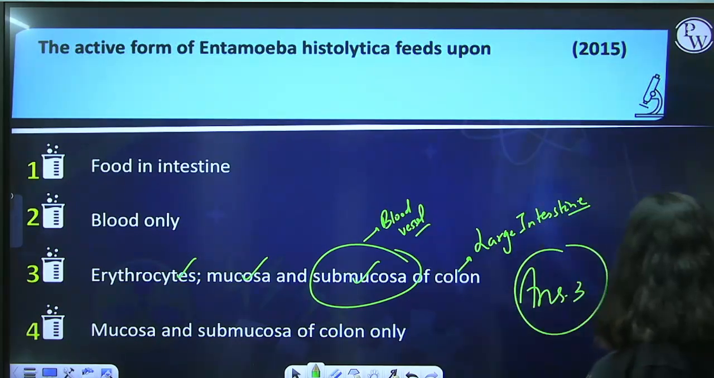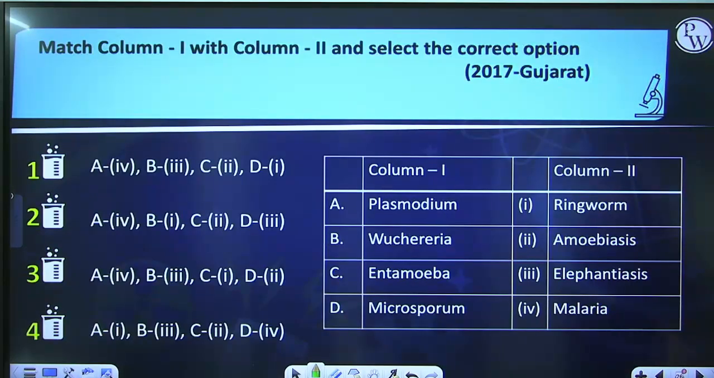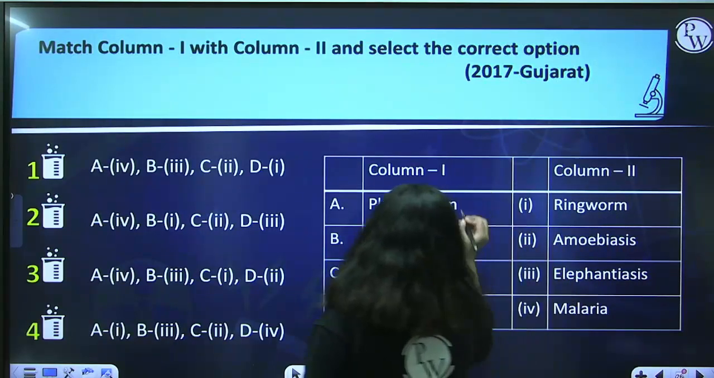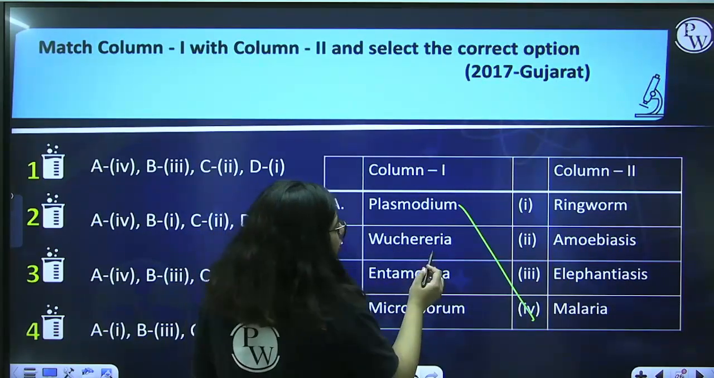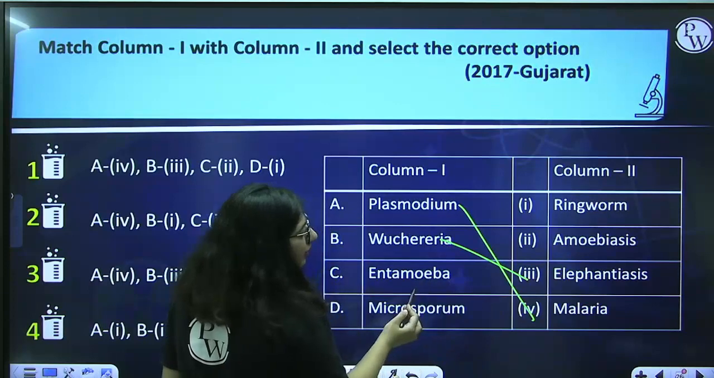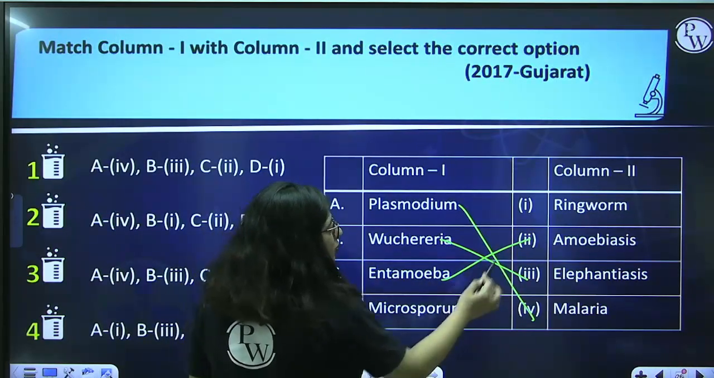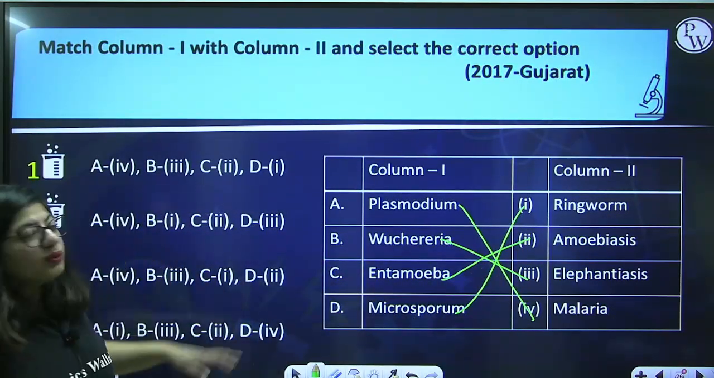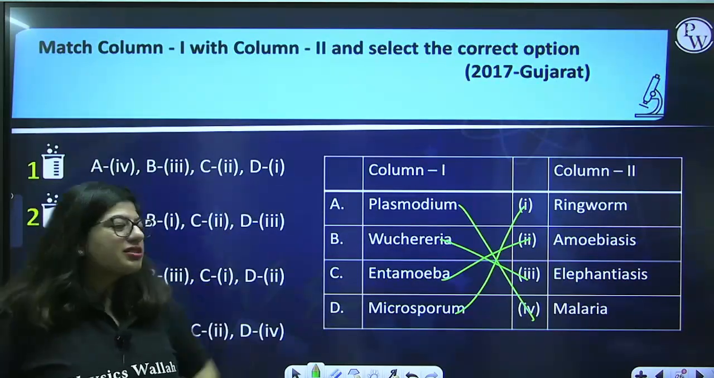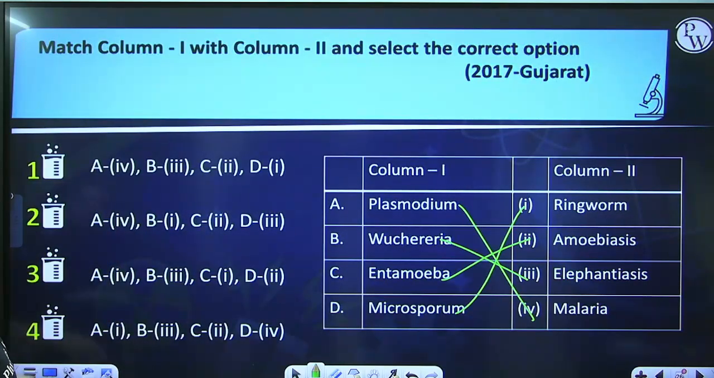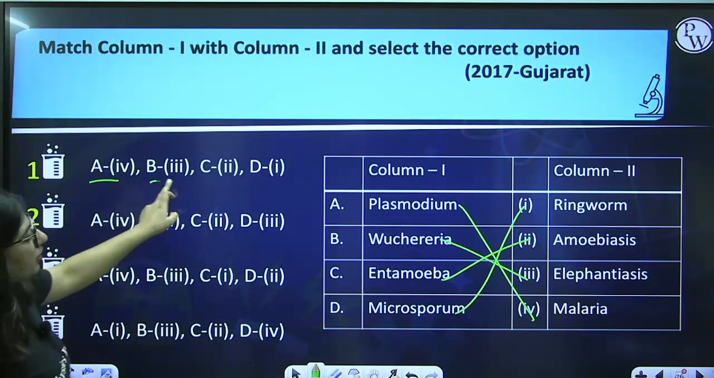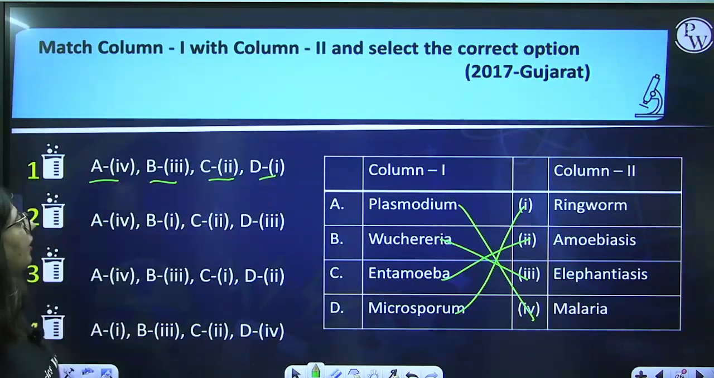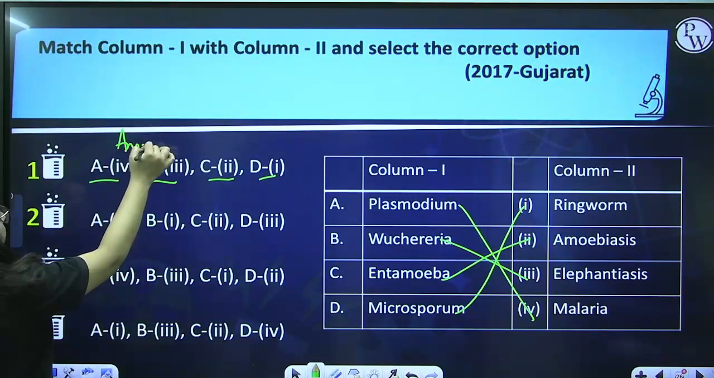Okay. Next. Match the following again. Plasmodium causes malaria. Wuchereria causes elephantiasis, Entamoeba, amoebiasis, Microsporum, ringworm. See how many questions from the same diseases. So A we have 4. B we have 3, C we have 2, D we have 1, answer is A or 1.